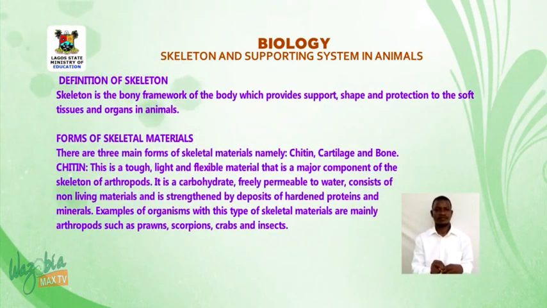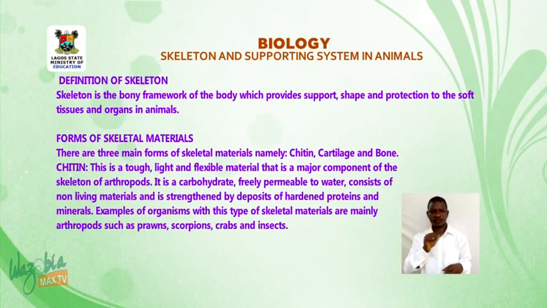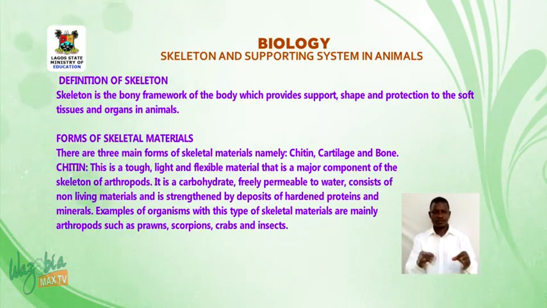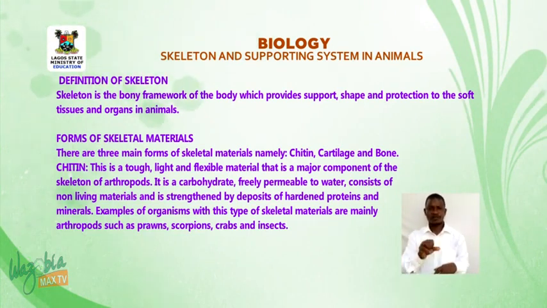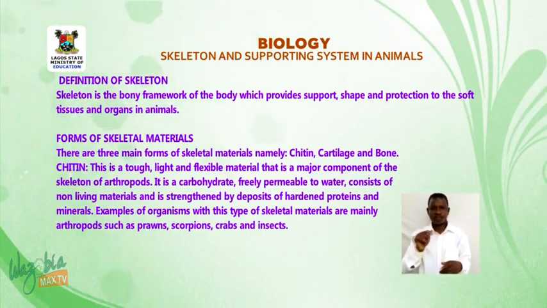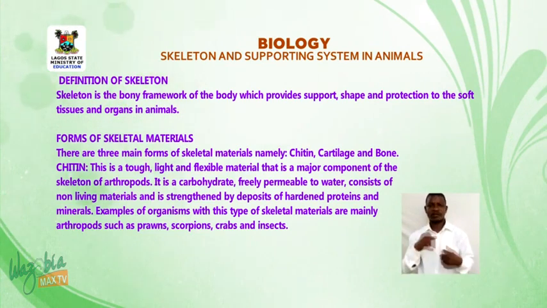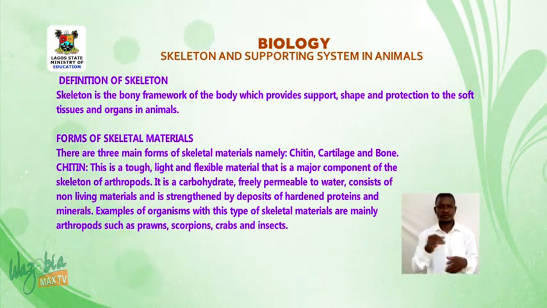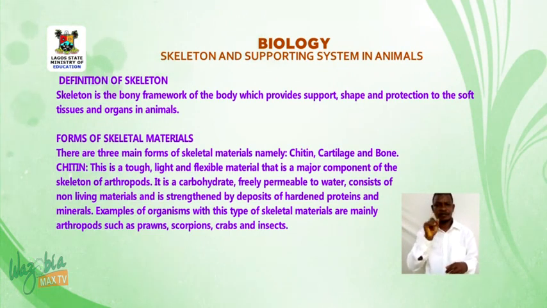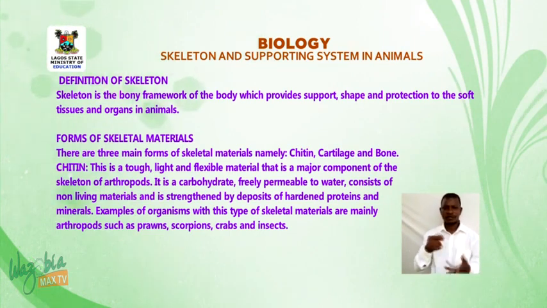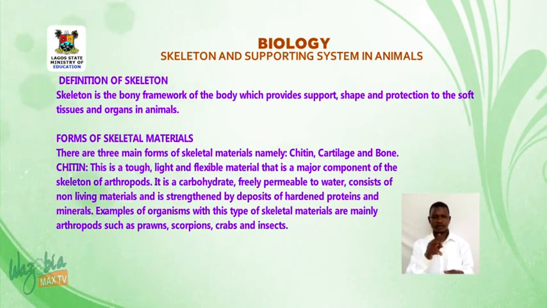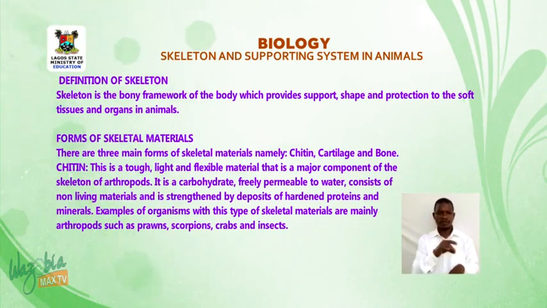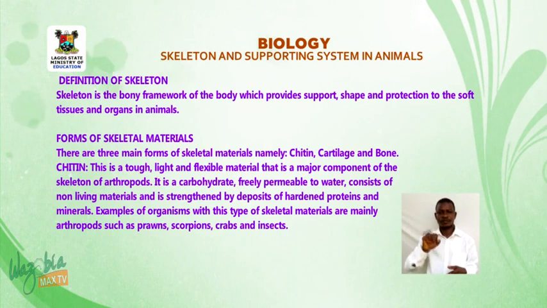Definition of skeleton. Skeleton is the bony framework of the body which provides support, shape, and protection to the soft tissues and organs in animals. Forms of skeletal materials. There are three main forms of skeletal materials, namely chitin, cartilage, and bone.